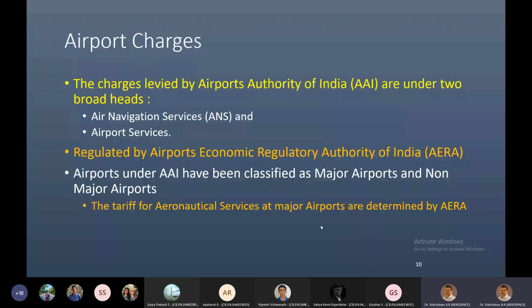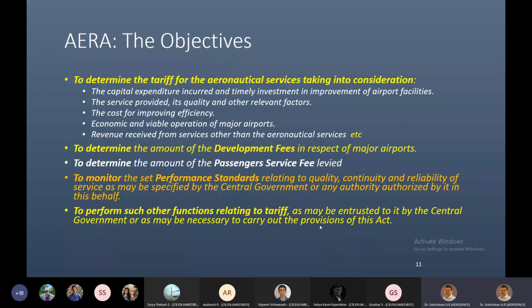The regulatory authority, the Economic Regulation Authority, has laid down a set of goals and objectives specific to its operation. This list, I've just taken from their website. They have listed their objectives as: the first one is to determine the tariff for aeronautical services, that is, deciding what tariff can be levied for the aeronautical services.